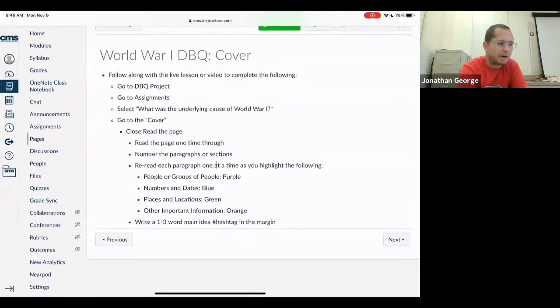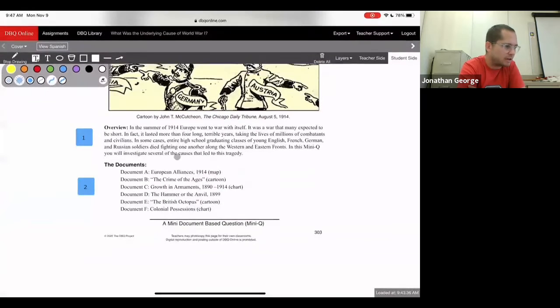Okay. Reread each paragraph one at a time as you highlight the following: people, groups of people, purple; numbers and dates, blue; places, locations, green; other important information, orange. Okay, everybody do that now, please. And I'll do that with you here.